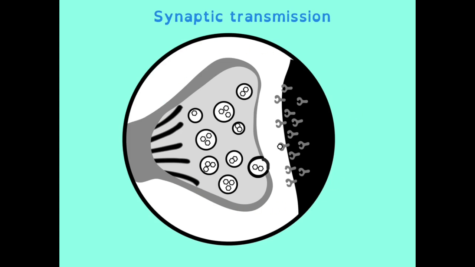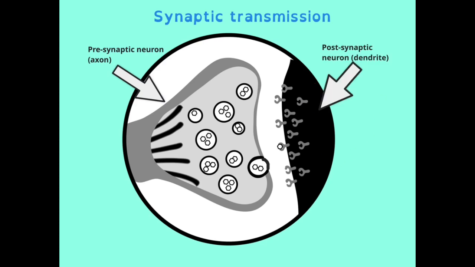So we've got the presynaptic neuron here, specifically the axon of the presynaptic neuron. And over here, we have the postsynaptic neuron, specifically a dendrite of the postsynaptic neuron. And then the final part of the synapse is this section here, which of course is the synaptic gap, which is also known as a synaptic cleft.